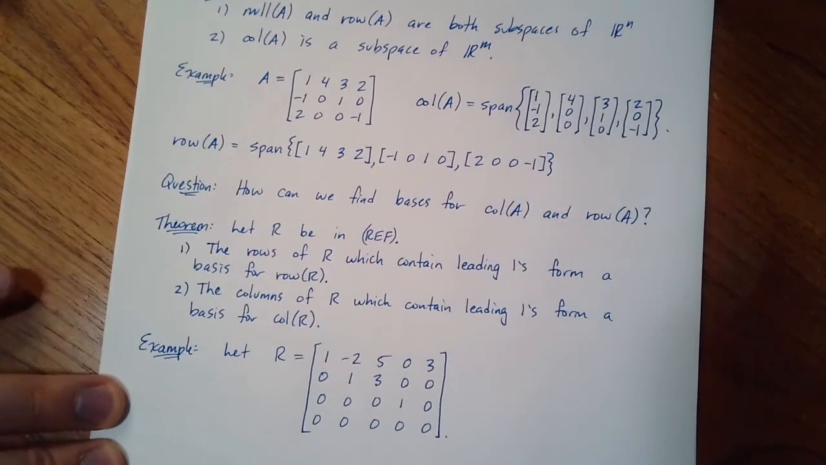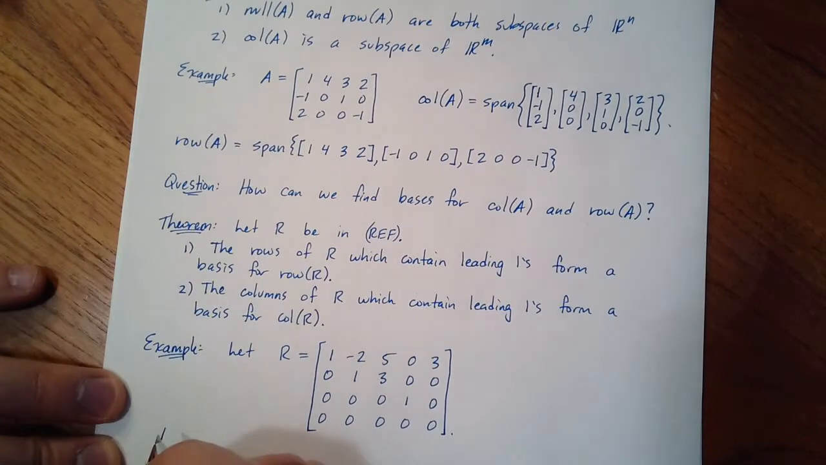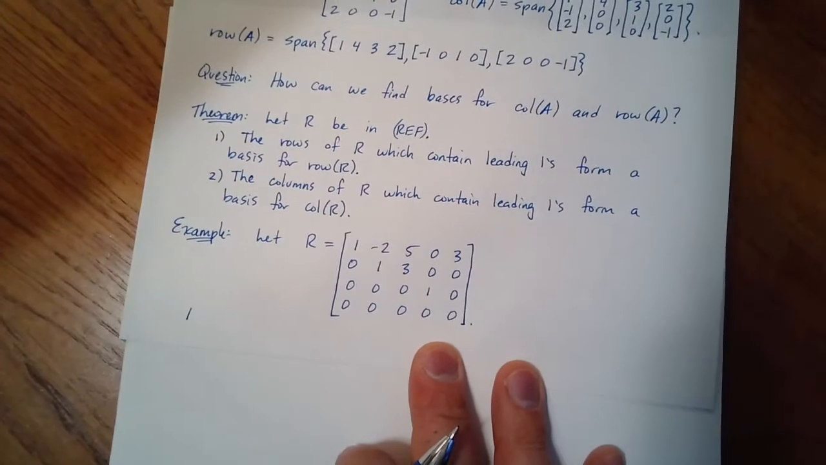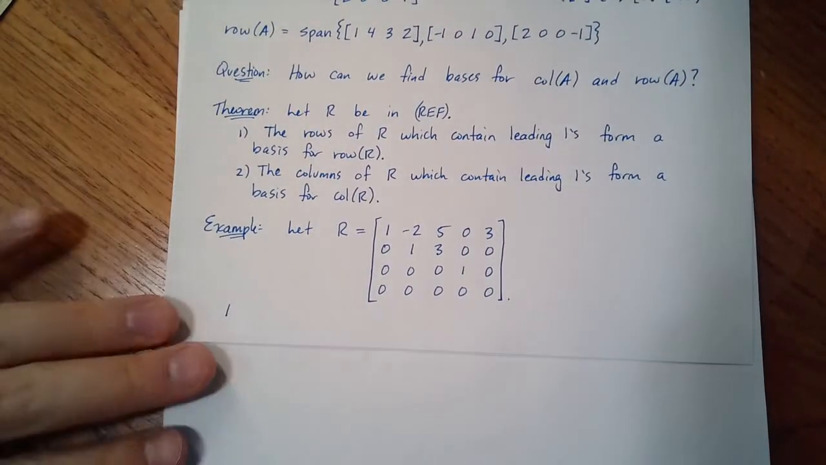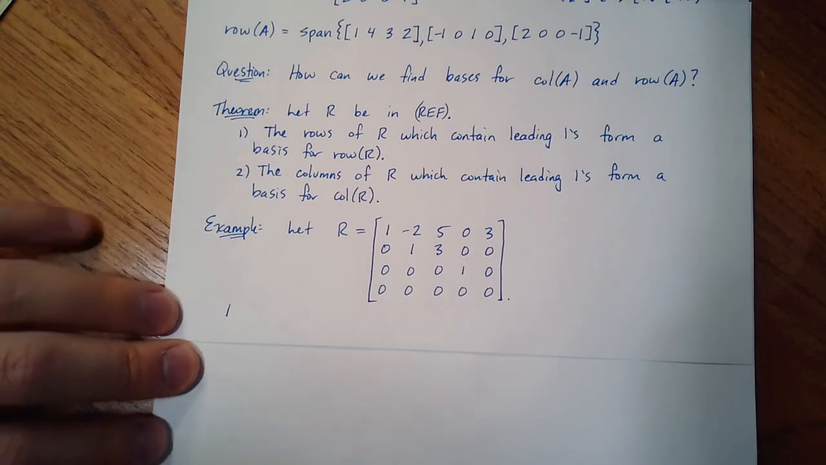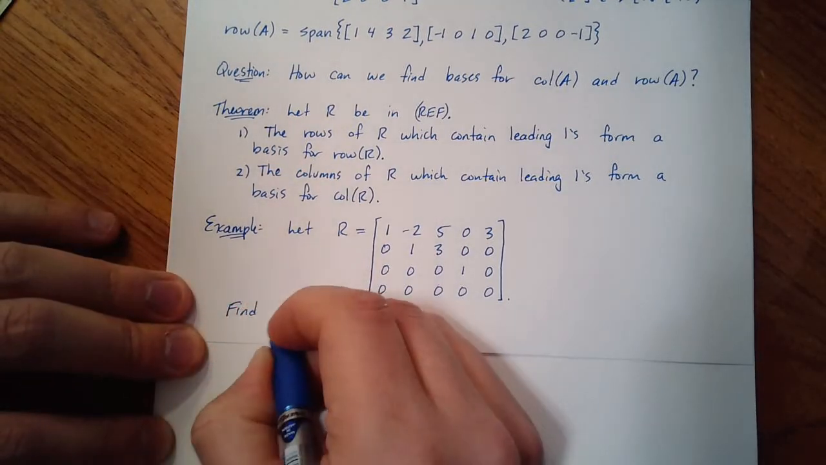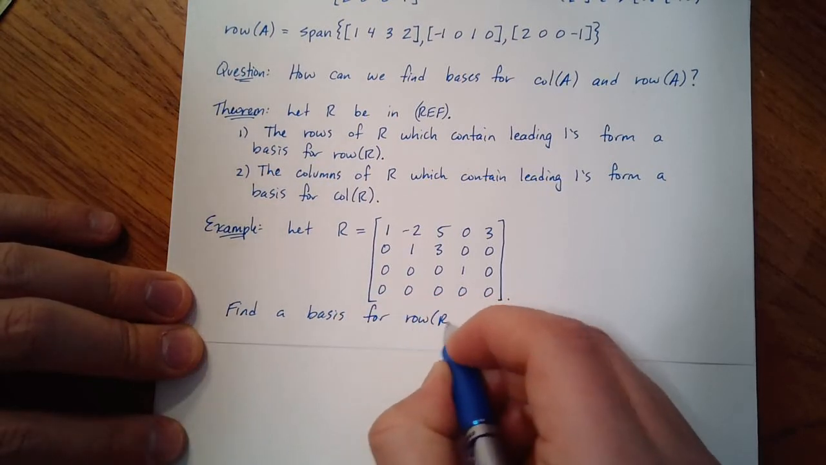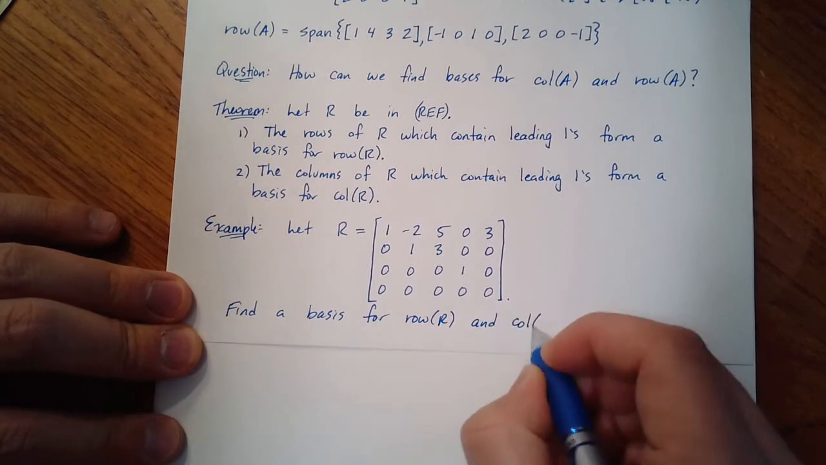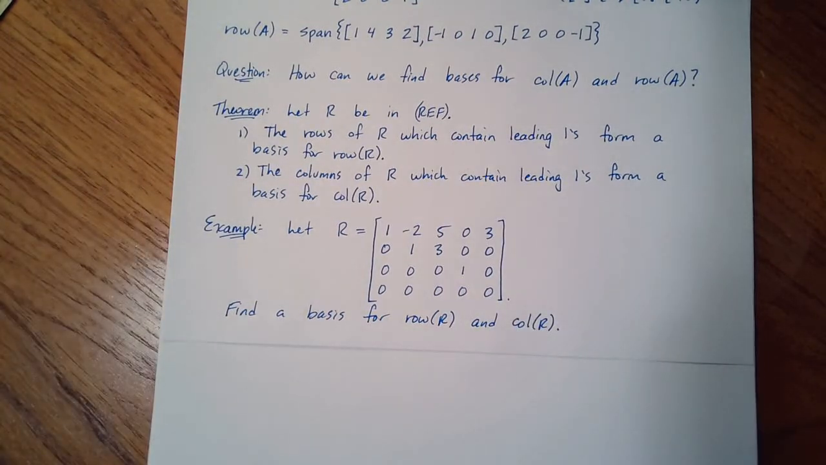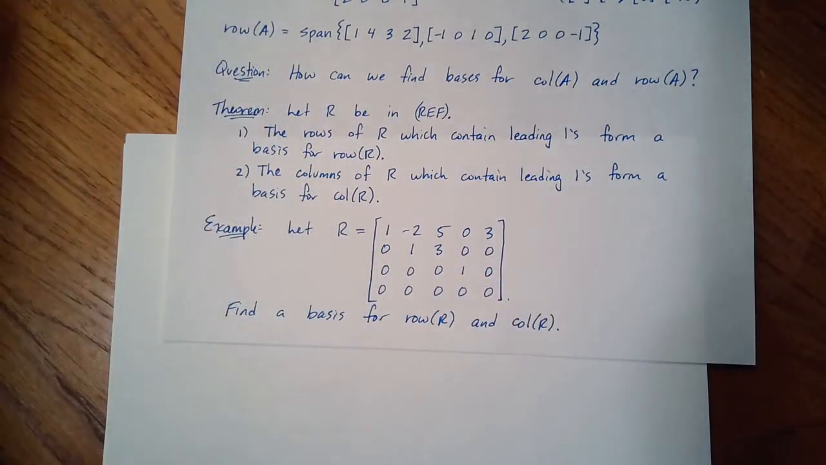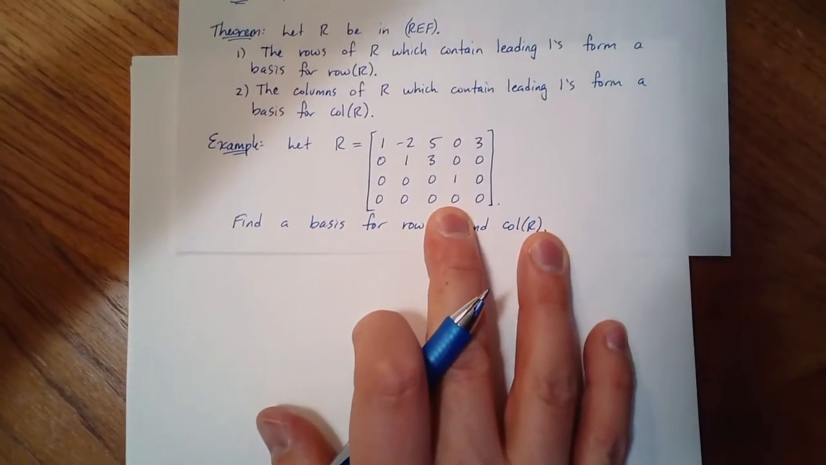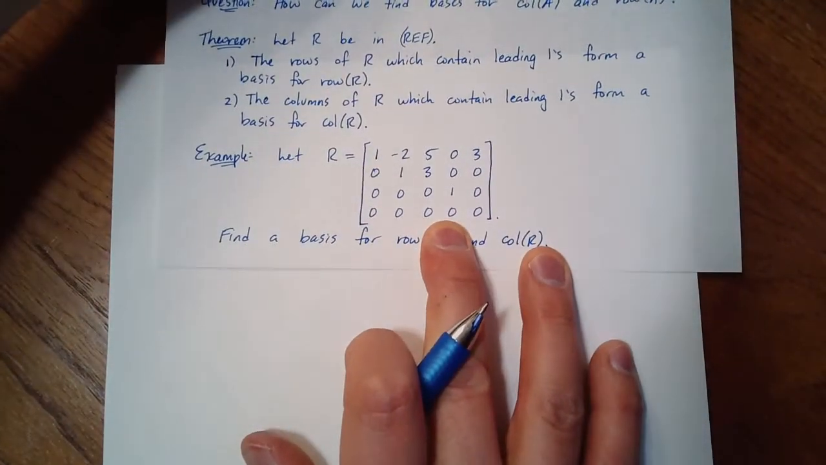Now let's make instructions here. I almost went off the page. How about I just slide it like that? Okay, so find a basis for the row space of R and the column space of R. Okay, so that's what we're looking for. And I'm going to slide this up so we can have room, so we can still see the theorem as well.